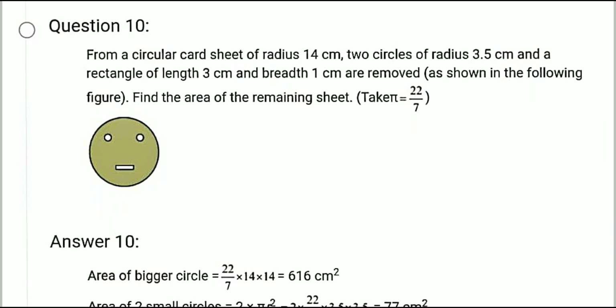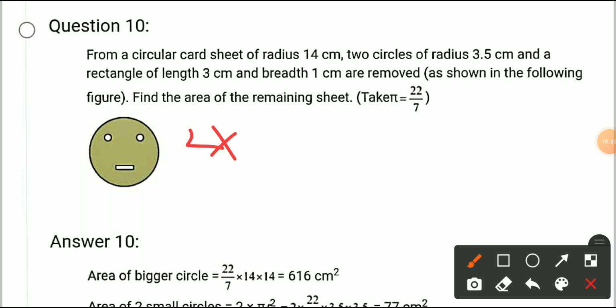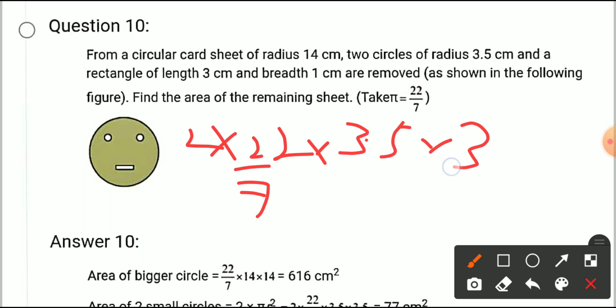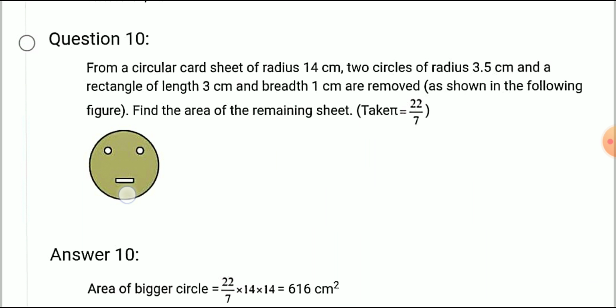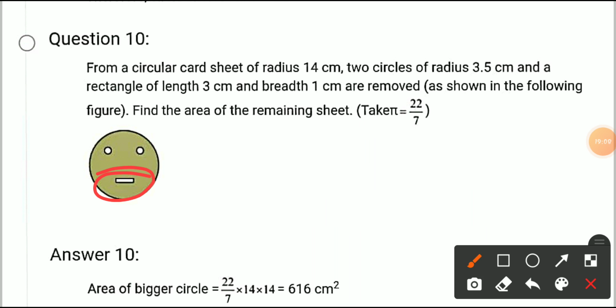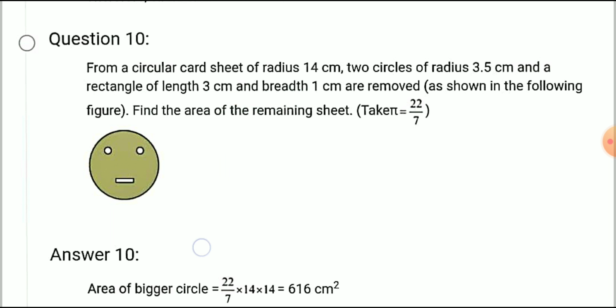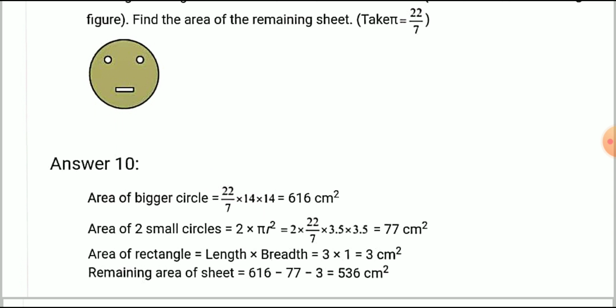Then calculate the area of the two small circles. So the two small circles enclosed have the same radius. So 2 into 22 upon 7, and r is 3.5 into 3.5. So this 2 and this 3.5 multiply and get 7. So you will have here 22 into 3.5. Okay. Multiply this. You will get the answer 77. And now we need to calculate the area of this rectangle, which is also removed, which is equal to 3 into 1, 3 centimeter. So from the 616 you have to remove 77, then 3, which is equal to 80. So the answer is 536 centimeter square.